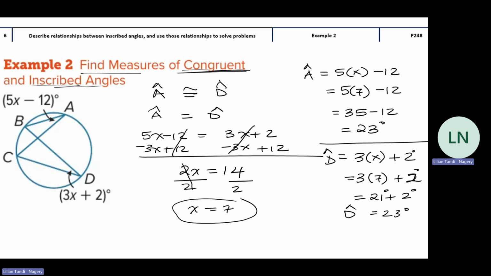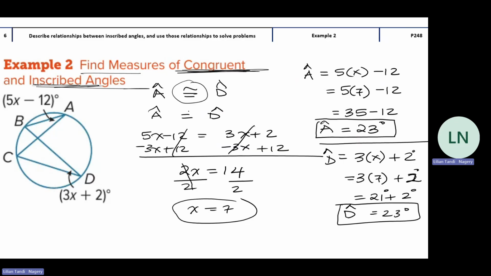So angle D is 23 and angle A is 23. Why are they the same? Because inscribed angles must be congruent. What does congruent mean? Congruent means equal, okay? Then this is your answer, okay?